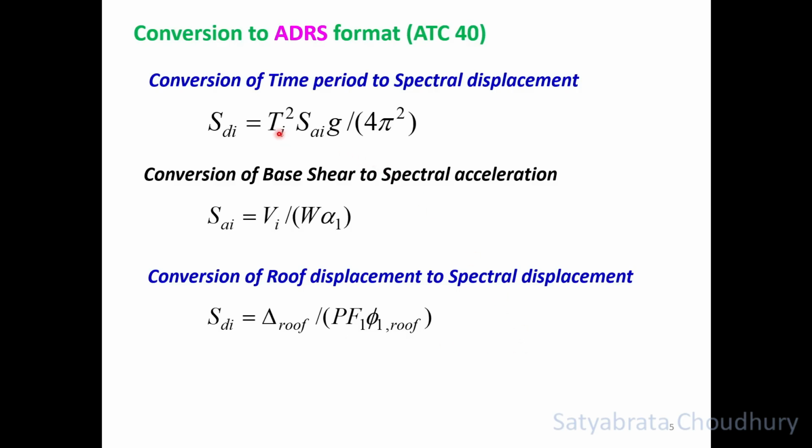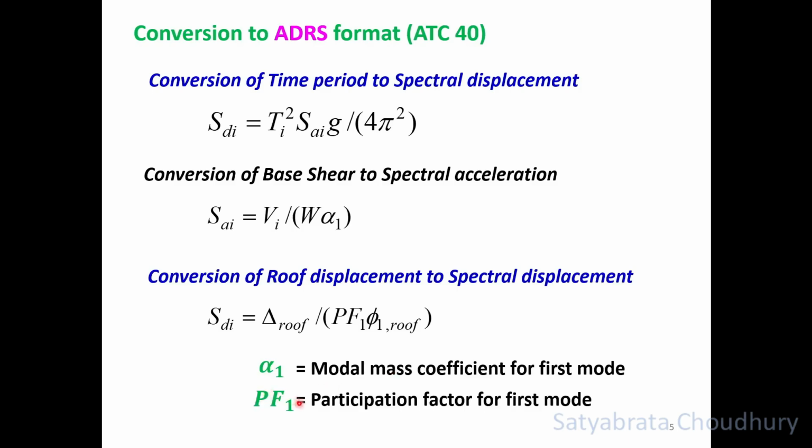So here Ti is the time period for any ith step, because you have to get so many points and finally get the curve. So i is the variable which indicates different points. SAi is the spectral acceleration at ith step. g is acceleration due to gravity. Vi is the shear force at that step. W is the seismic weight. Alpha 1 is modal mass coefficient. Delta roof is the roof displacement. PF1 is the participation factor for mode 1. Phi 1 roof is the modal coefficient for the first mode at the roof level.